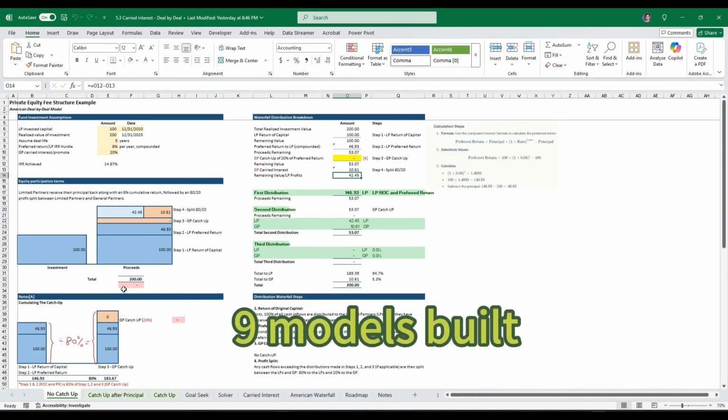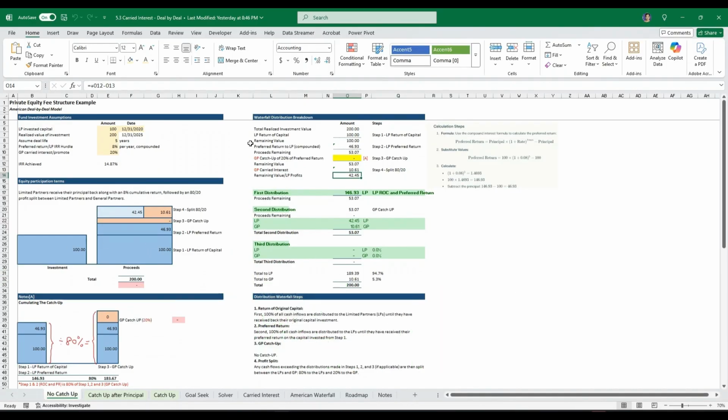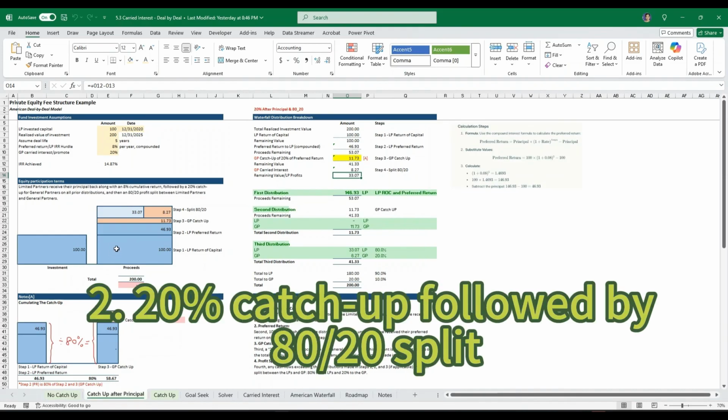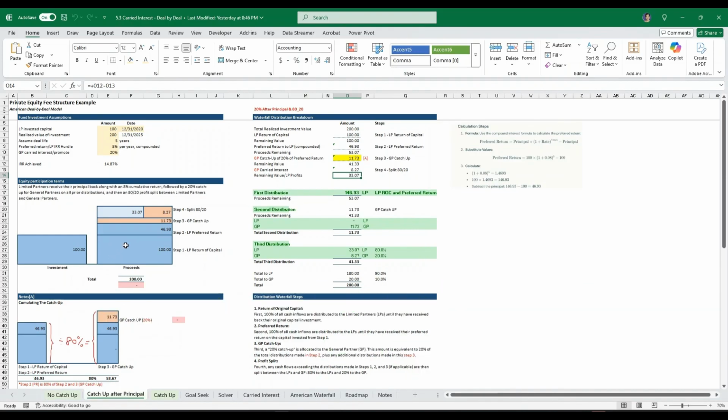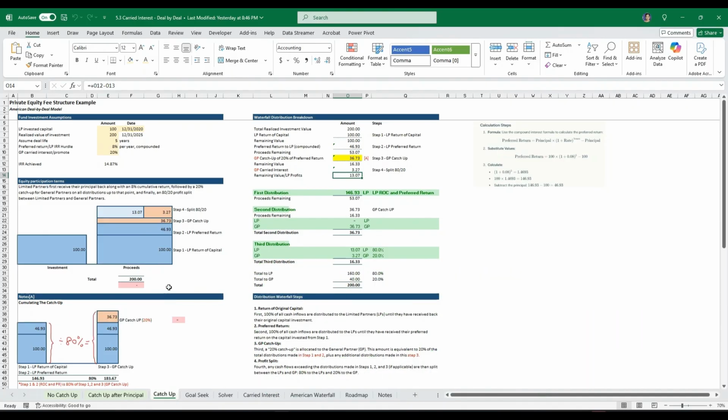Compensation structures, models built. 3 deal-by-deal American waterfall models. First one, no catch-up, 80-20 split. Second one, 20% catch-up followed by 80-20 split. Third one, 20% catch-up post principal and preferred return, then 80-20 split.